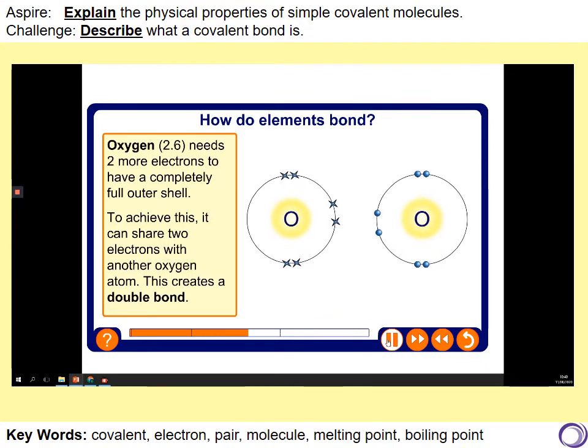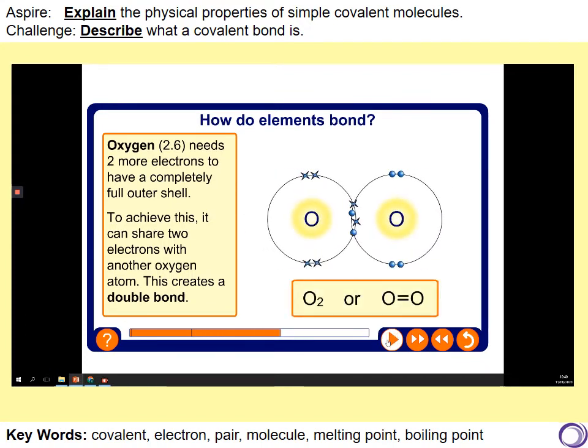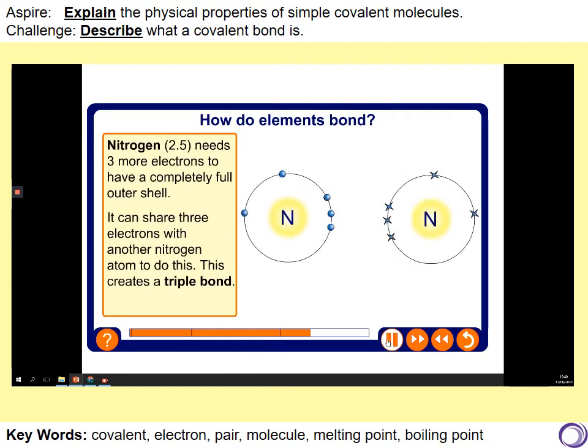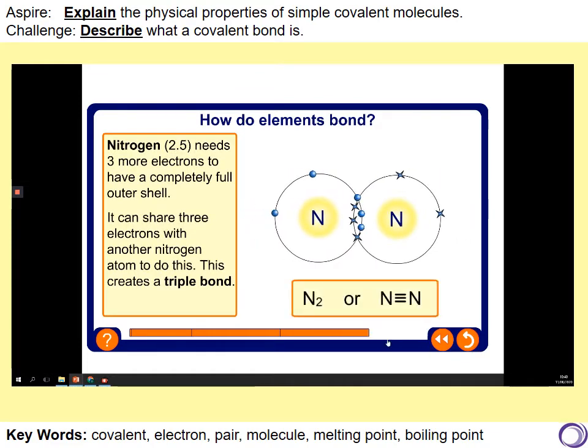If we now look at oxygen, oxygen is in group 6 and has 6 electrons in its outer shell and requires another 2. So in this case, the oxygen atoms will each share 2 electrons. So there are 2 shared pairs, and this is a double covalent bond. And you can see that shown by the 2 horizontal lines. Finally then, if we look at nitrogen, which is in group 5, nitrogen needs 3 more electrons.